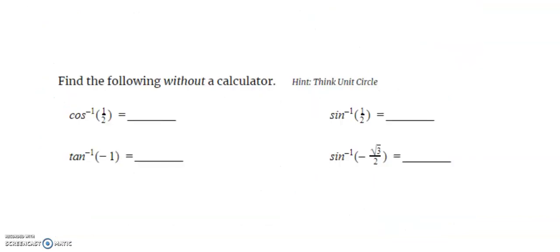All right, more of a pre-calc review. Find the following without a calculator. Hint, think the unit circle. So into the cosine graph goes a ratio. Out comes an angle, theta, between 0 and pi.